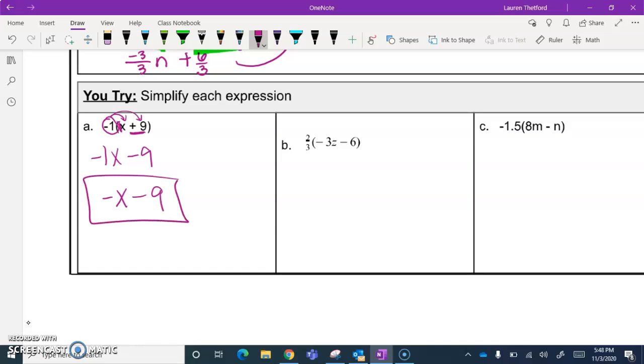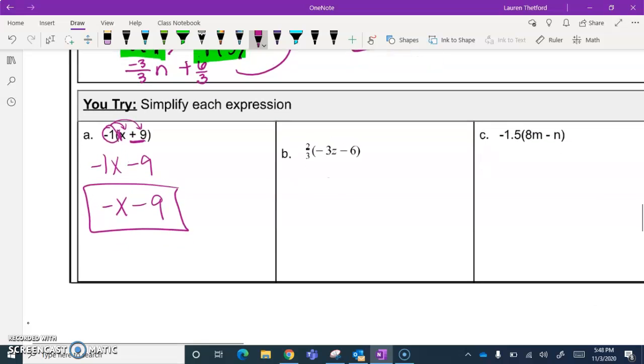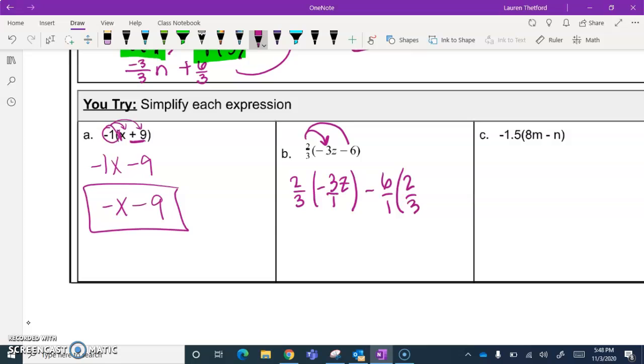For this one, it's going to be like the one that we did on example C from above. And so we have 2/3 times -3z, and I'm going to put a line through my z so we know it's a z and not a 2. And I'm just going to go ahead and put that over 1 since we're dealing with fractions. And then I have -6/1 times 2/3.